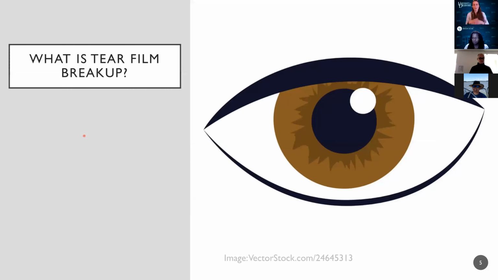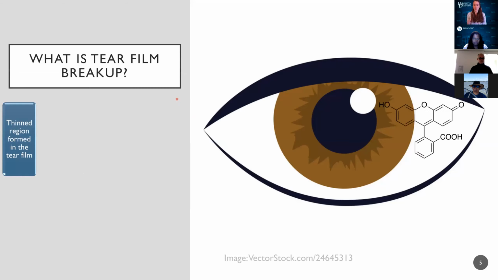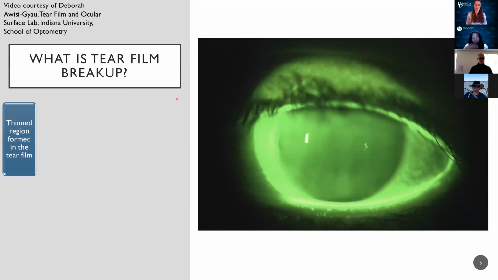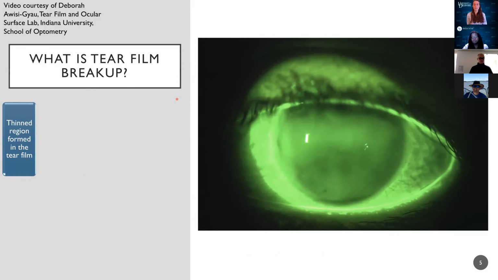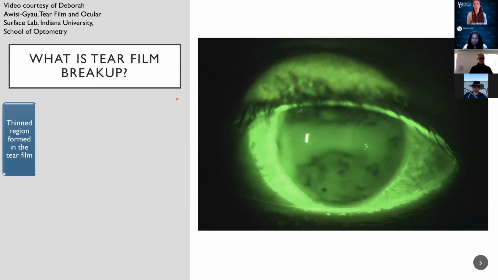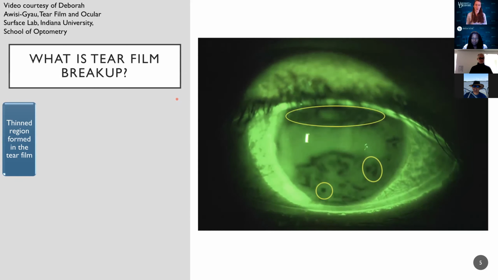So the main topic of this talk is the phrase tear film breakup. So we need to understand what that is. Simply put, it is any thinned region in the tear film. Optometrists instill the molecule sodium fluorescein into patients' eyes and then image them in order to see characteristics of these thinned regions, such as how fast they form and what shape they are.